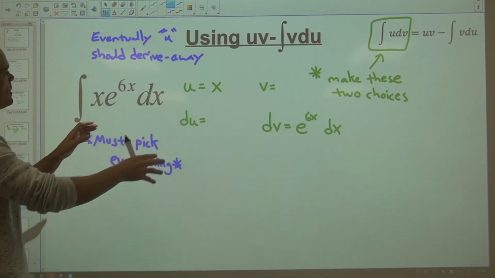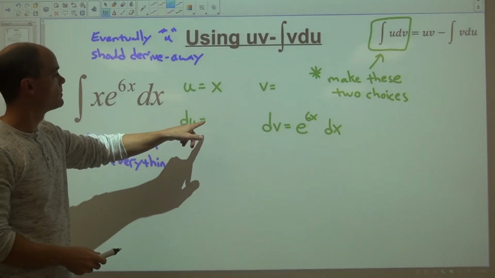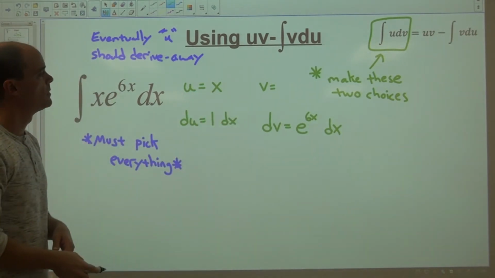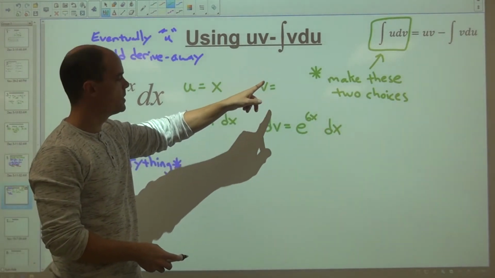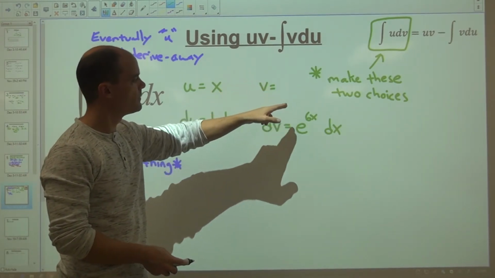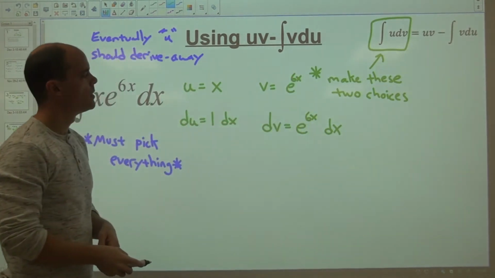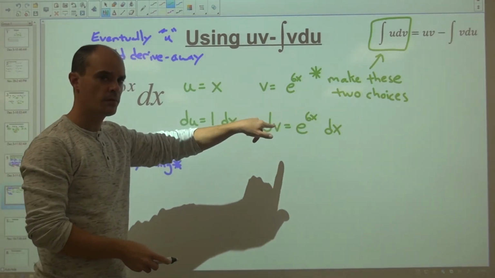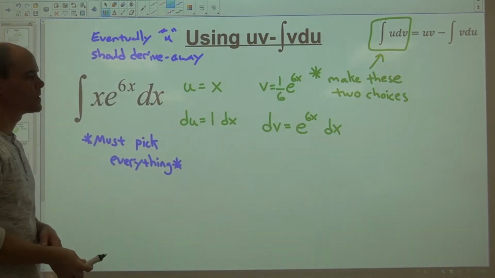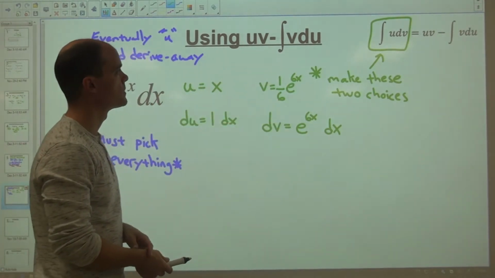Everything has been selected. All of this is over here. Well, now du takes care of itself. The derivative of u is 1 with respect to x. And v would be the antiderivative of dv. The derivative of what gave us this? Well, certainly e to the 6x. If it was a derivative, a 6 would come out front. It's an antiderivative, so a 1/6 comes in front. And now we have all 4 pieces.